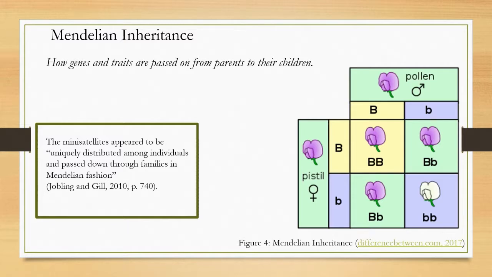Early one September morning, later that year, Jeffreys and a graduate student observed the results of their experiment on a human genome. Much to their surprise, probes had picked up several mini-satellites, but in addition to this, the many satellites appeared to be uniquely distributed among individuals and passed down through families in Mendelian fashion. Jeffreys and his team submitted a publication to one of the world's leading multidisciplinary science journals, Nature, early the next year.